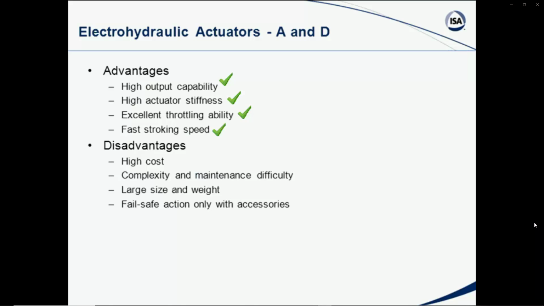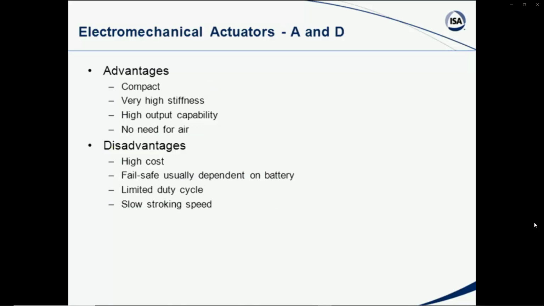However, on the disadvantage side, they're still relatively high cost. They're a little bit more complex, maintenance a little bit more difficult. They're rather large, and also if you do want the fail-safe action, you will have to add some accessories that make them a little bit more difficult to apply.